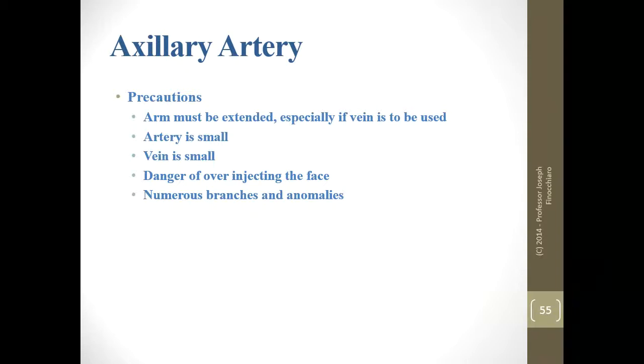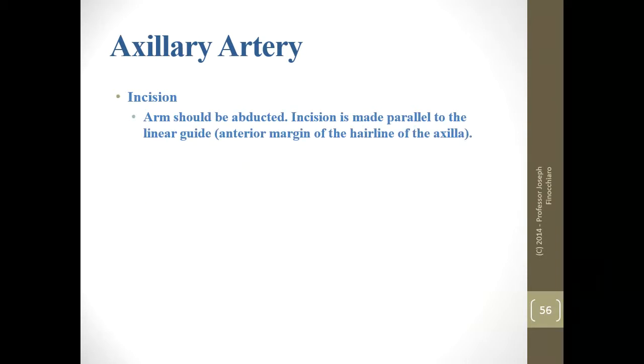Artery is very small, vein is small. You have a danger of over-injecting the face because you really can't control what's going into the face. I mean, you're injecting towards the body, it just kind of happens. And it has a bunch of branches and anomalies. You know, there's a lot of stuff that's going on in your armpits in regards to the arterial side. Very, very difficult because everything's going everywhere.